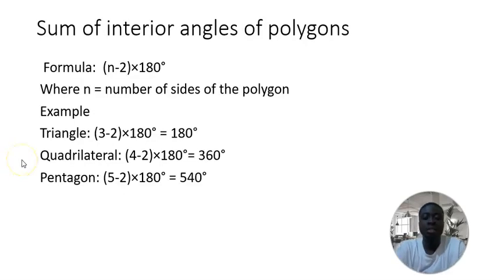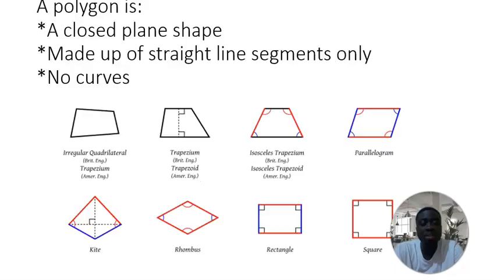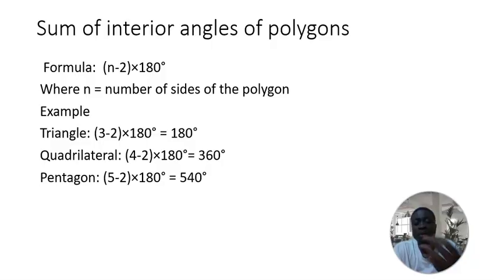Now let's do what we are here for: the sum of interior angles of a polygon. When you have a polygon like this, we can sum up the interior angles. This is interior because it is inside. These angles form inside that polygon. They are all inside. Interior means inside. So we have the sum of interior angles of a polygon.